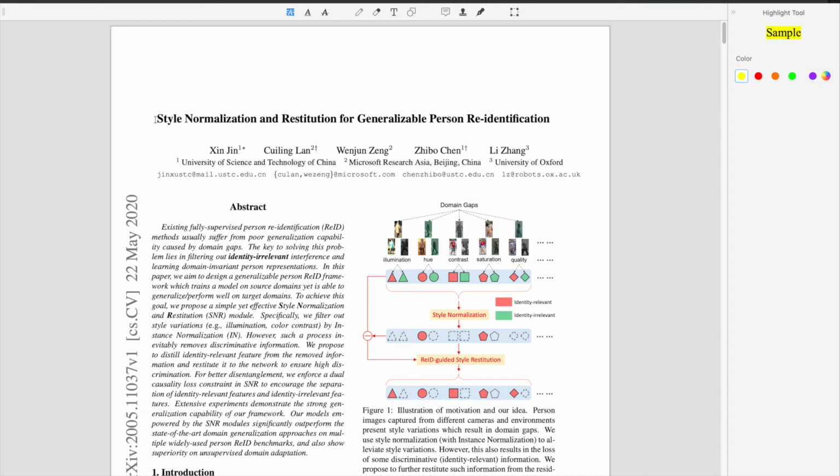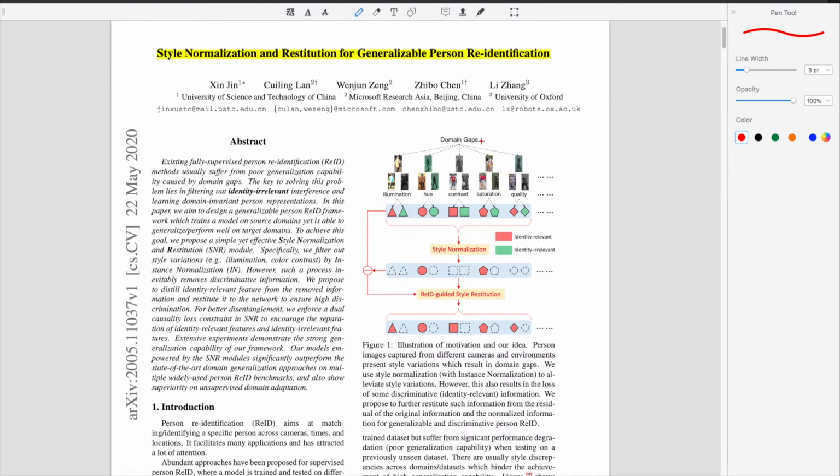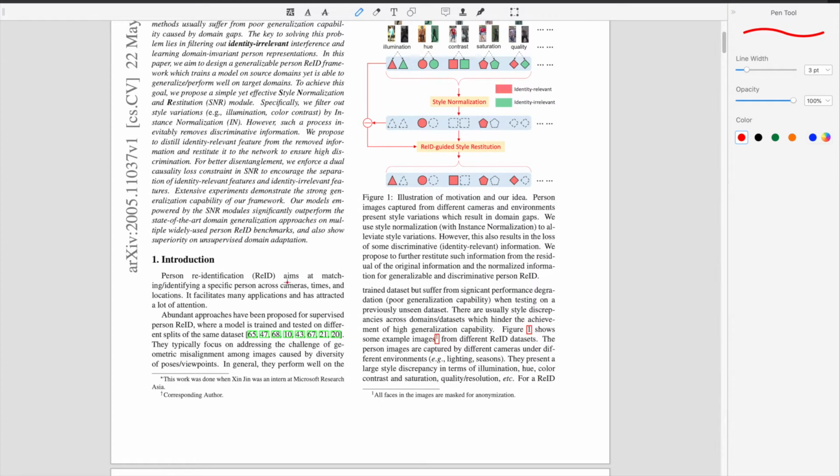Today, we'll be looking at a paper called Style Normalization and Restitution for Generalizable Person Re-identification. This paper tackles the problem of person re-identification, or ReID. ReID is a task that aims at matching and identifying a specific person across cameras, times, and locations.